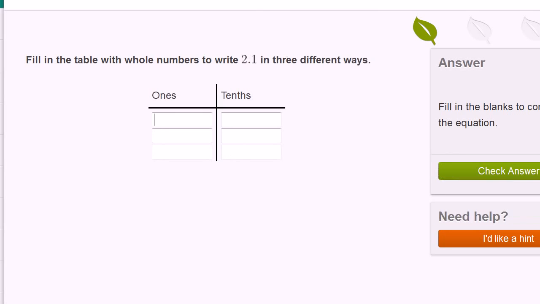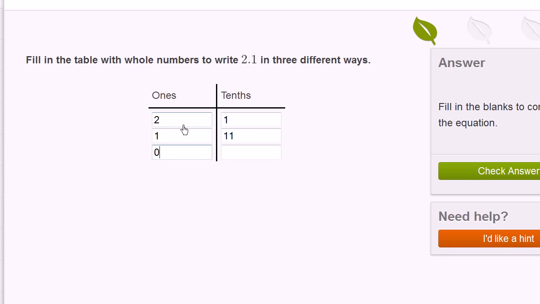Let's do one more example. So let's write 2.1 in 3 different ways. So here it's between the ones and the tenths place. So we could write it as 2 ones and 1/10. We could also write it as 1 one, and now we've seen this game before. We have one extra 1 to play with, so that's going to be 10 tenths plus the 1/10 that was already there gives us 11 tenths.